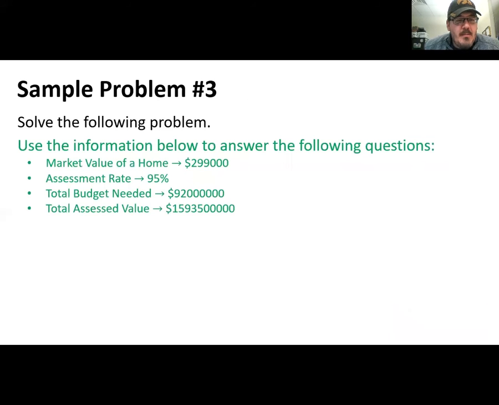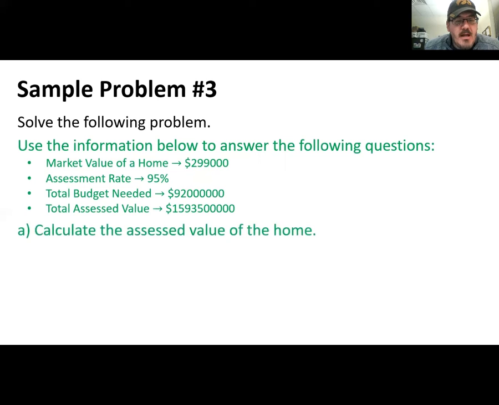All right, let's do one more problem, or this problem actually has a couple of pieces to it. So we're going to give you some specific information about a home, the assessment rate, and then the budget and the assessed value for the town that this home is located in. We're going to calculate three things.